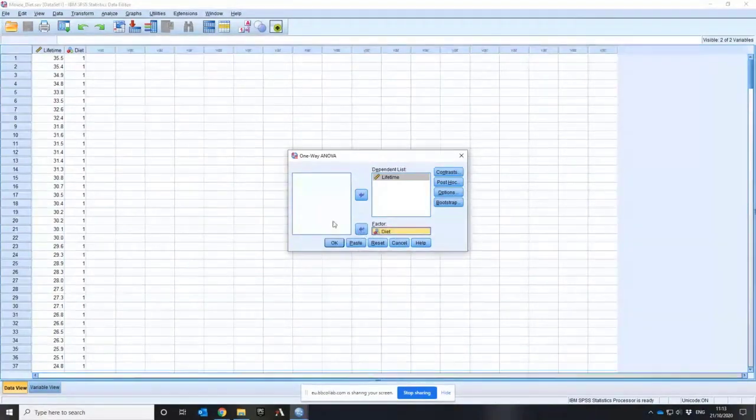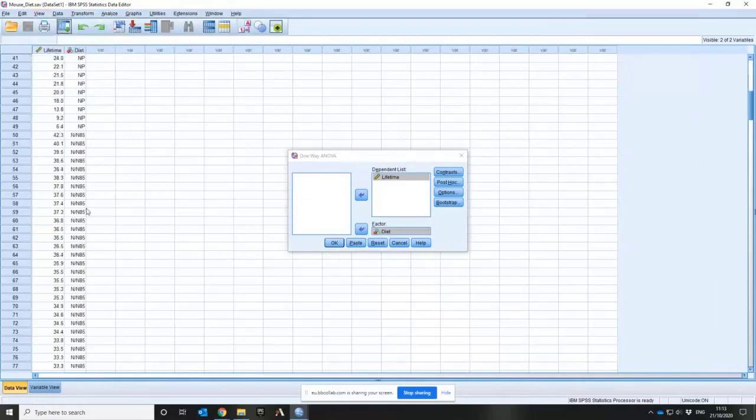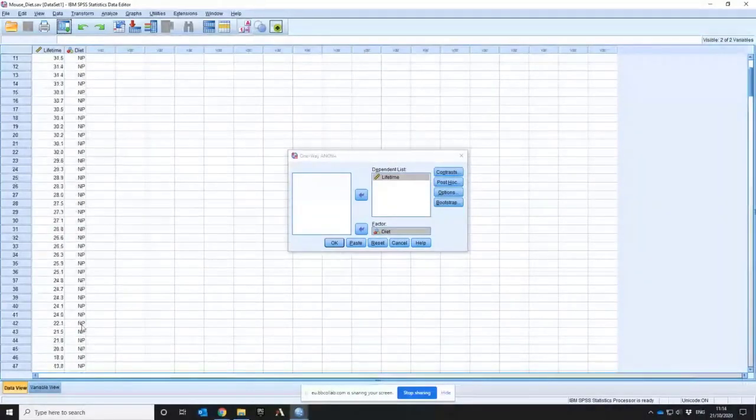Now, if I go to view for value labels, the diets are called NP, NN, whatever it is, low protein, NR50, and RR50, and NR40. Now, they have to be converted to numerical things because SPSS will not allow this factor to have characters in it.